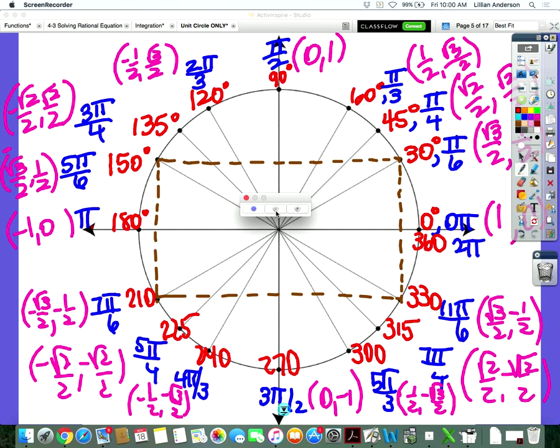And here is your unit circle. All done out. Again, please make sure that you remember this. All right.